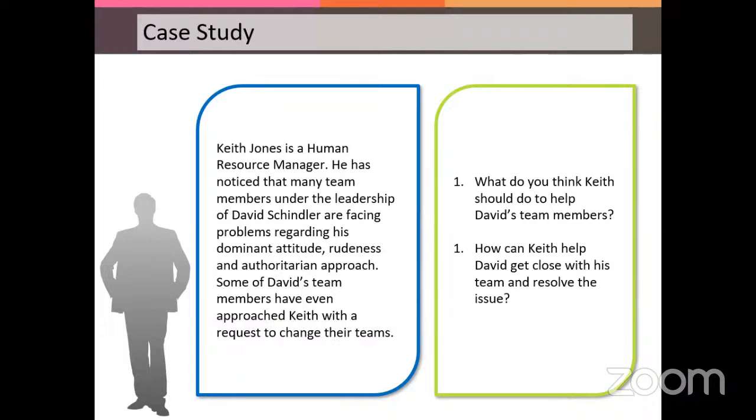Now, question number one, what do you think Kate should do to help David's team members? And number two, how can Kate help David get close with his team and resolve the issue? This case study with the questions are the things we'd like you to think through and come up with solutions. By the time we come to our next class, we'll review them all.